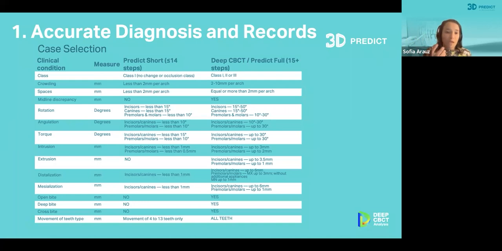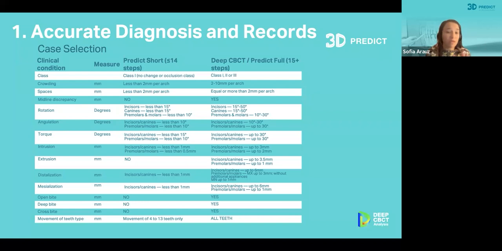Now, we can make a lot of movements with Deep CBCT Predict Full. Some doctors think, well, if I am just gonna do less than 15 steps, then I should submit for Predict Short. That's actually not true. In Predict Short, for example, we would not be able to align the midline because the amount of movements to align the midline probably are gonna exceed 14 steps.